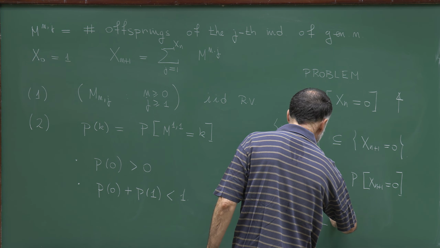I want to investigate whether this is always equal to 1 or if this limit might be less than 1. You see that in case this limit is less than 1, this means that there is a positive probability that this population will never disappear. So this is the main question which I want to address.